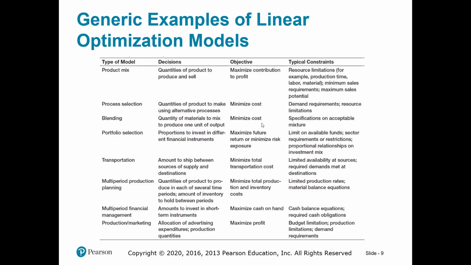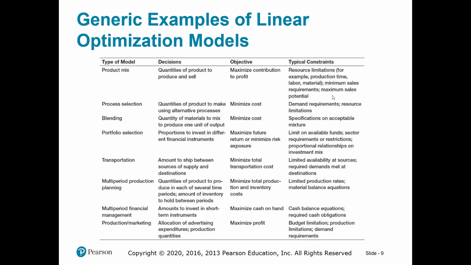And here from the book, these are just some general examples of linear programming models. It's quite interesting because it gives the product mix, the decisions, the objective, and the types of constraints. So we have the product mix model, basically the example on pages 471 and 472. We've got a load of different products. What combination of these should we produce and sell? And we want to maximize our profit. And we have resource limitations, for example, production time, labor, material.